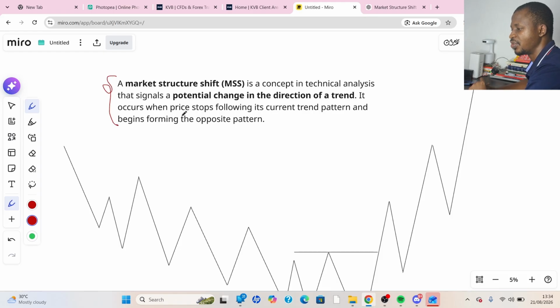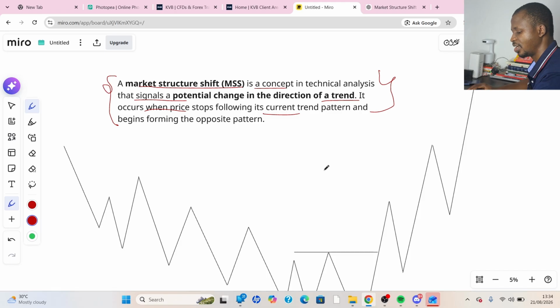So this is a simple definition here. Market structure is a concept in technical analysis that signals a potential change in direction of a trend. You understand? Mark that word, trend. It occurs when the price stops following its current trend pattern and begins performing the opposite pattern, right?